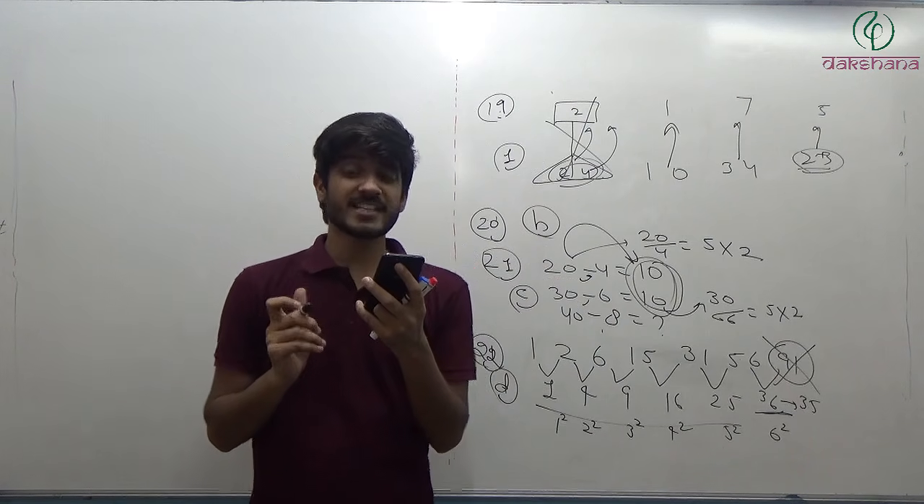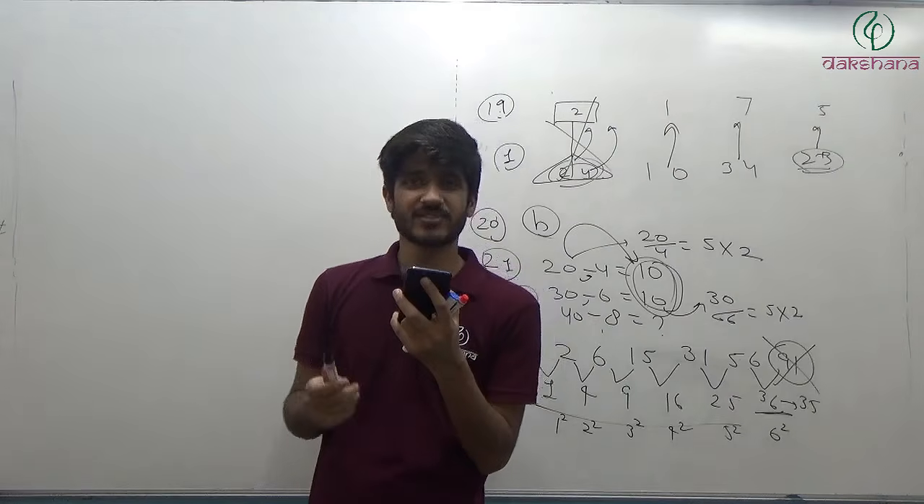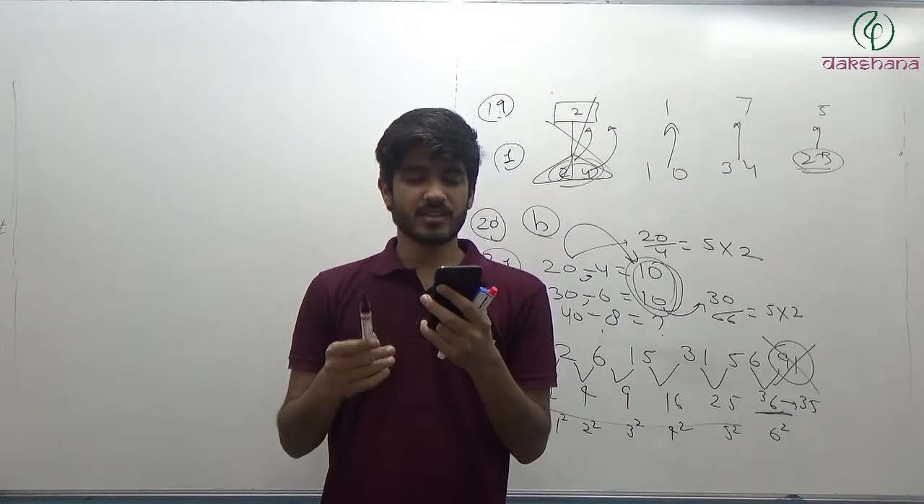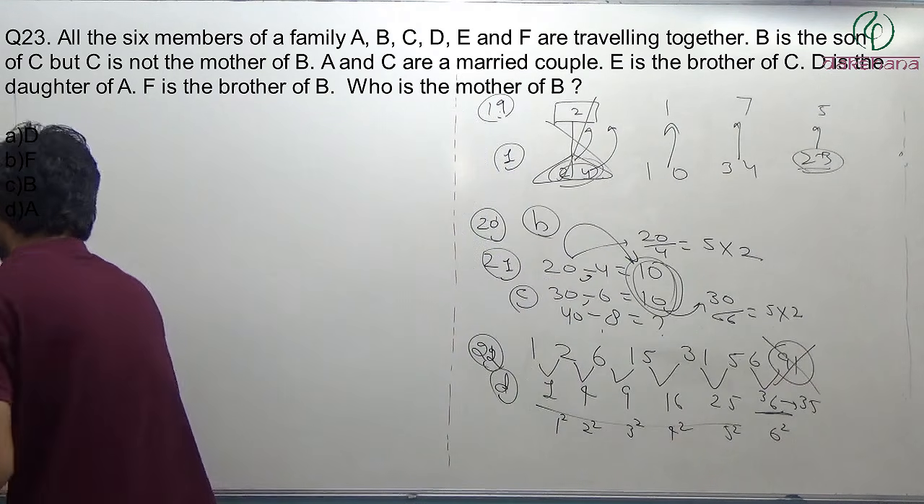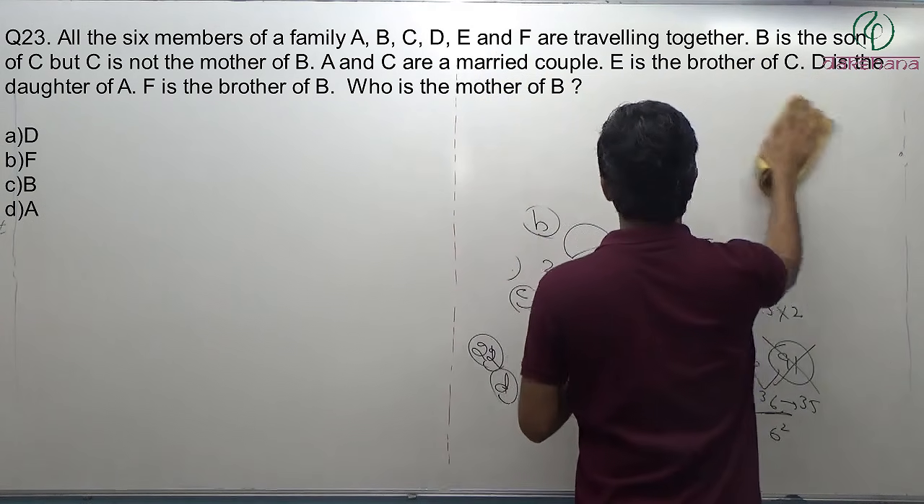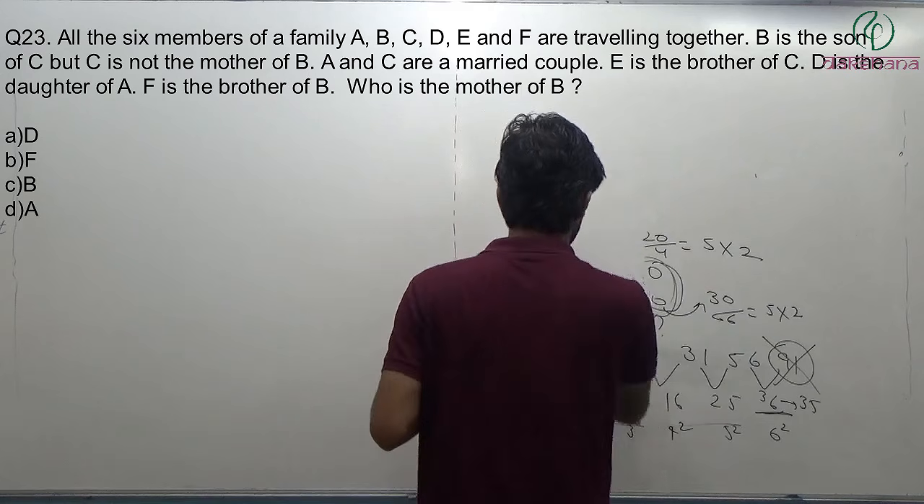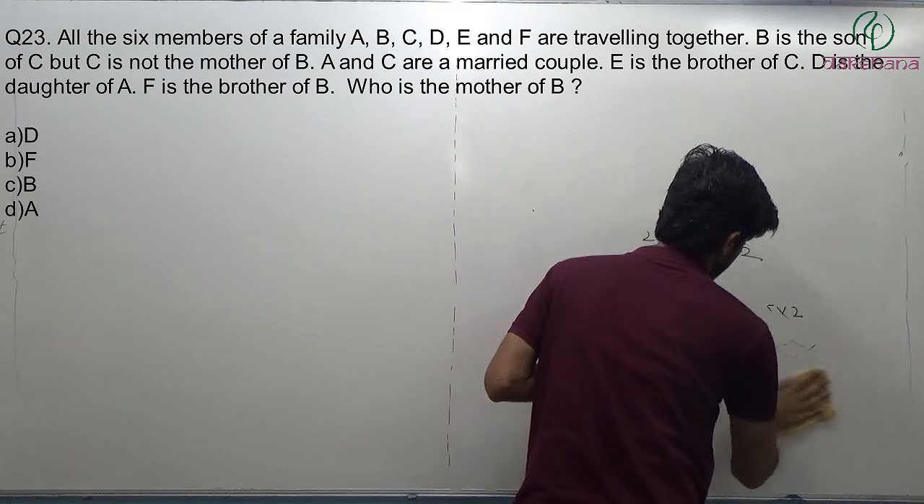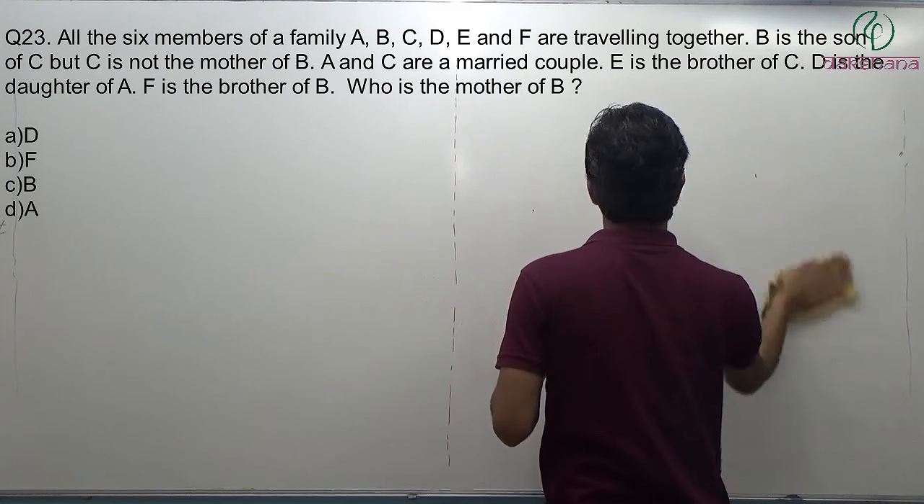Question number 23 says there are 6 members in a family, A, B, C, D, E, F. They are traveling together, and they have given us some relations. We have to find the relation. Very easy. B is son of C, D is mother of B, whatever. Let's find out.